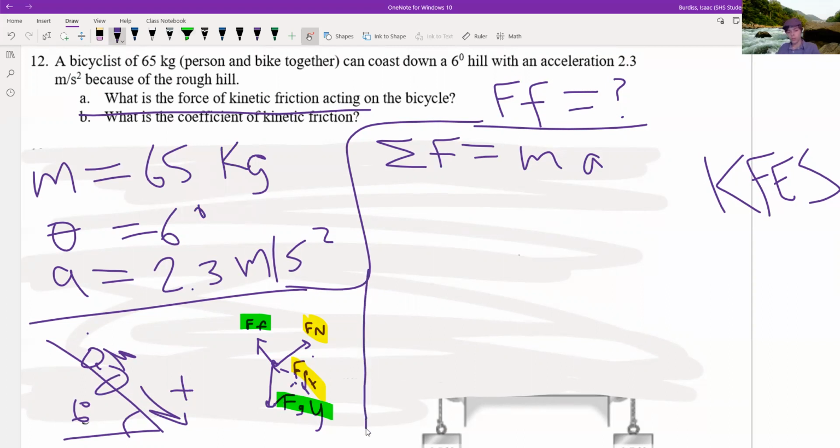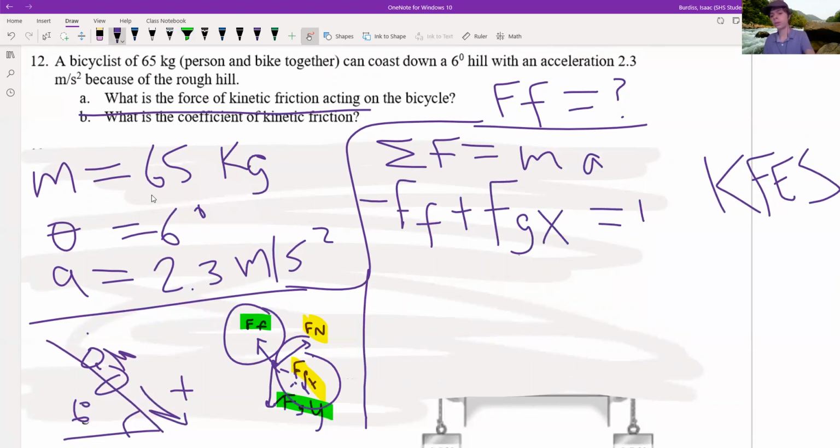So then we're trying to find specifically the friction. So the friction is in the X, so we only use the X forces, and I'll circle those. This is an X thing, this is an X thing, so we only use those. This is negative, so negative F plus FGX equals MA. So then we have negative F equals MA minus FGX.